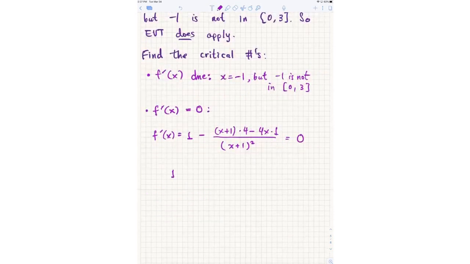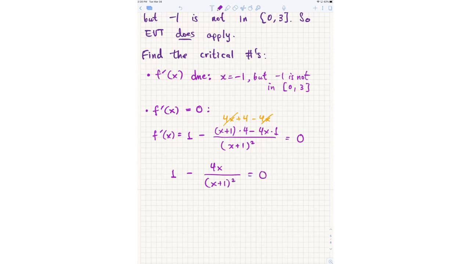So let's simplify this first. What does this numerator simplify to? I get 4x plus 4 minus 4x. So the 4x's cancel out. So I'm left with (1 minus 4x) over (x plus 1) squared equals 0.